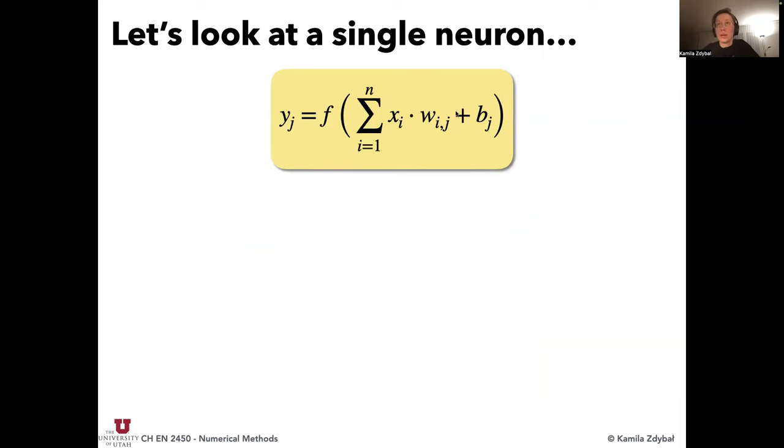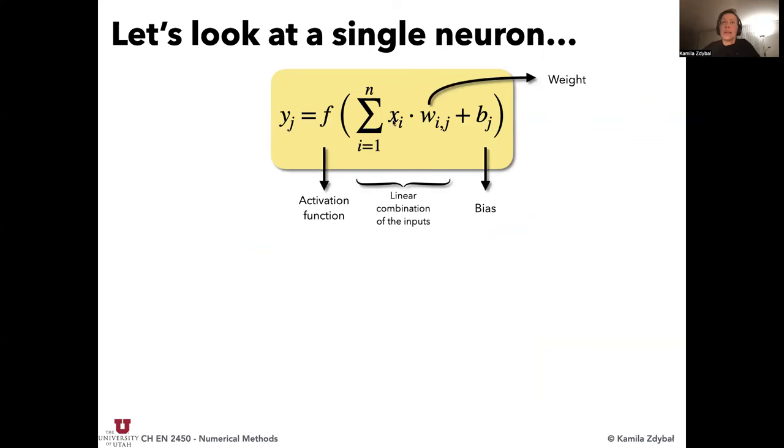Then we add that bias, and then we wrap that whole expression with what we call an activation function, which is just some function that takes all of that expression as its argument. And that returns some number, which is this output yj, the output from the jth neuron.